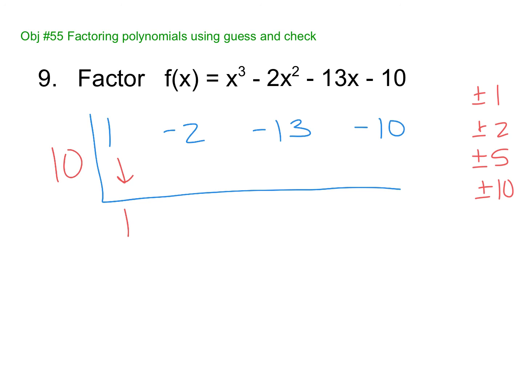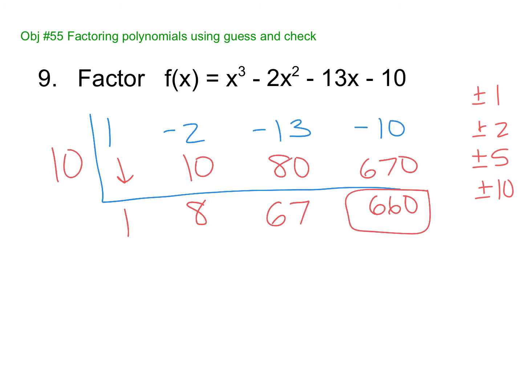So I bring my 1 down. 10 times 1 is 10. Combine down, I get 8. 80. 67. 670. 660. I have a remainder of 660. So that means that plus 10 does not work, because we want a remainder of 0. All right? So we want to find one with a remainder of 0.